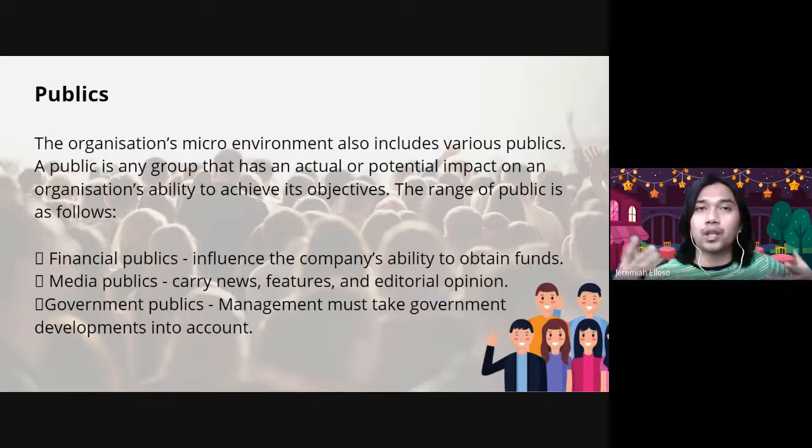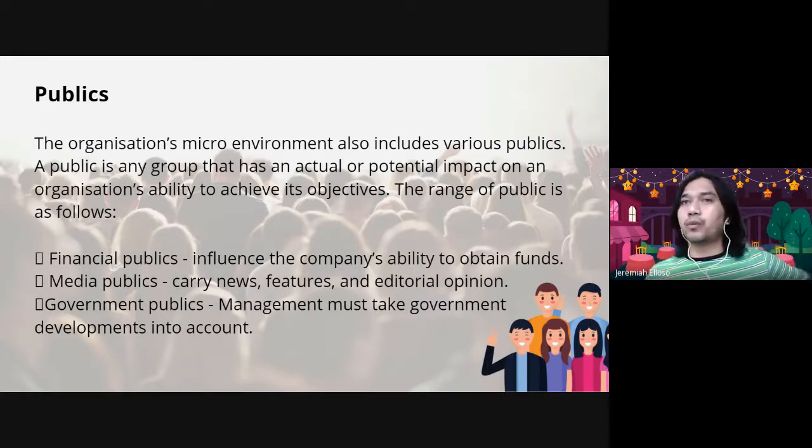The banks could lend you money to assist you with capitalization, and same with cooperatives and financing institutions, to help you reach your objective. The media publics, we know that there are many different forms of media, whether that's on TV, radio, print, and now with the advent of social media, it could work positively and negatively. So it depends, diba?